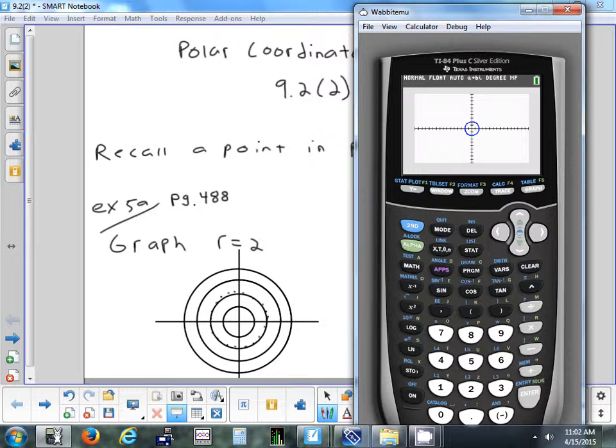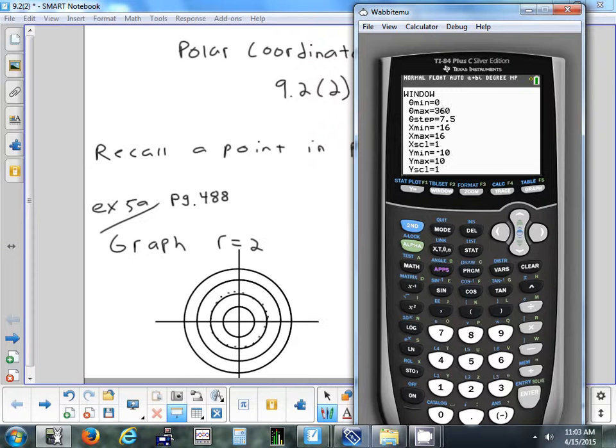Yeah? Mine is just a dot. You're just getting the dot? All right, the other thing you want to make sure, I would start with zoom 6. Make sure your theta min and theta max are 0 to 360. If you only had something like 0 to 15, you get just a dot, because it's only graphing the first 15 degrees. If you go beyond 360, I can show you what happens. It's going to trace over itself twice.